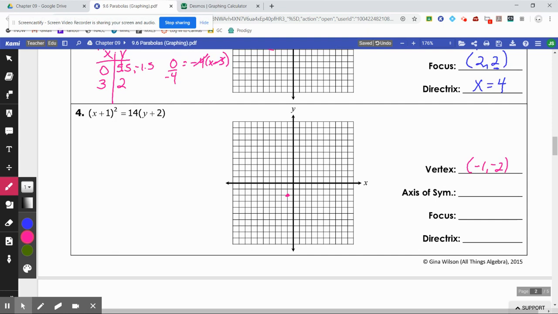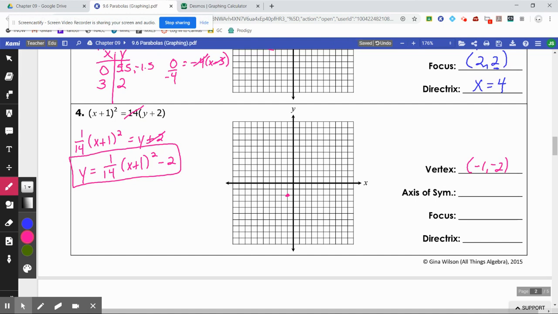Next step, I would get my 14 away from the y plus 2. And you can even write it like this. You've got 1/14 (x plus 1) squared equals y plus 2. Now that you've taken care of your vertex and you know what your transformations are, if you'd like to go ahead and move that plus 2 over, you're going to get y equals, I'm going to write it on the left side now, 1/14 (x plus 1) squared minus 2. So there is your standard form of this. Again, the plus 1 moved it left 1, the minus 2 moved it down 2.